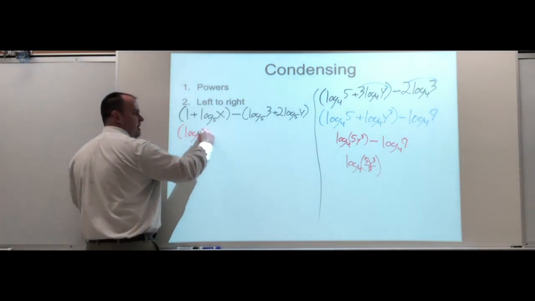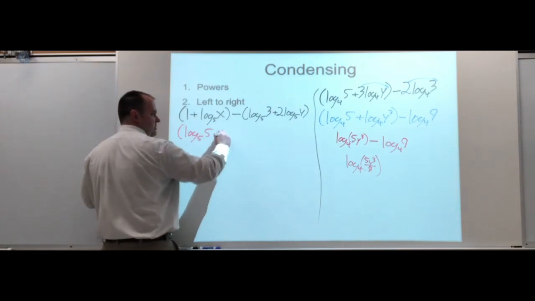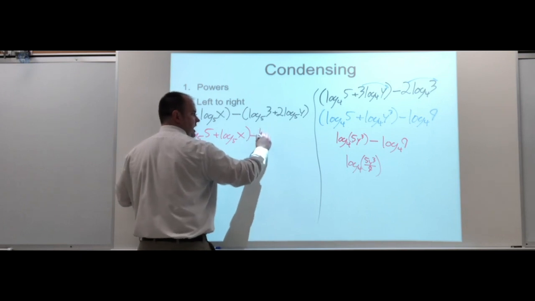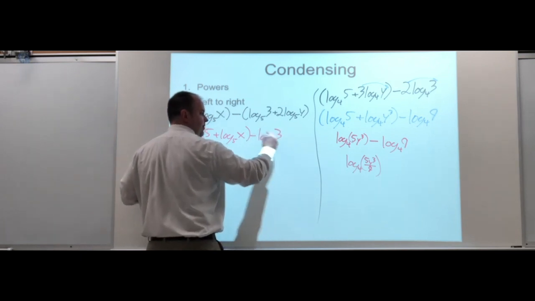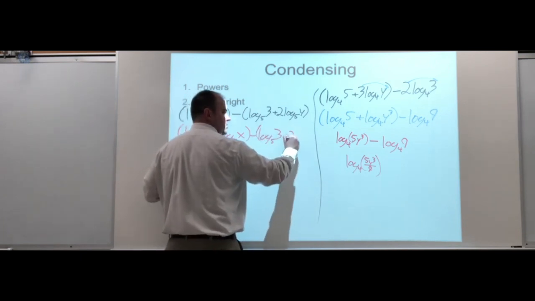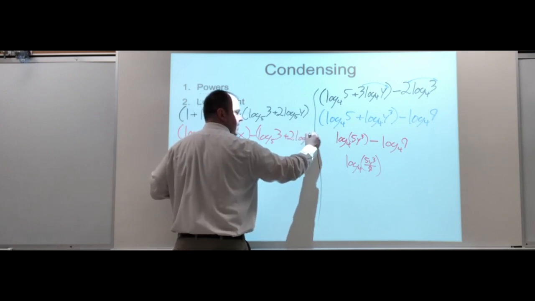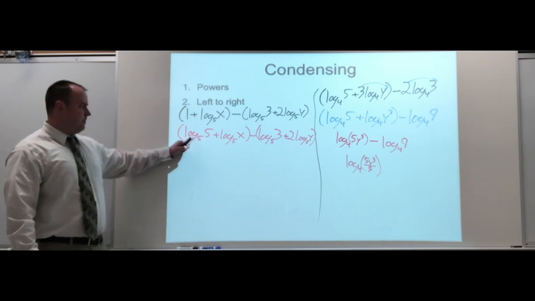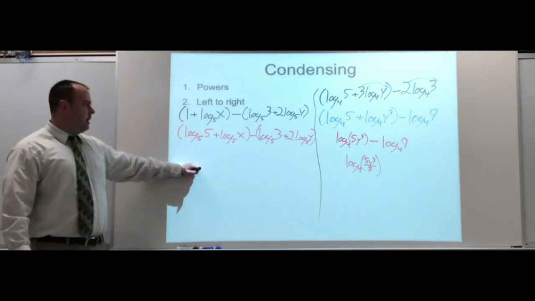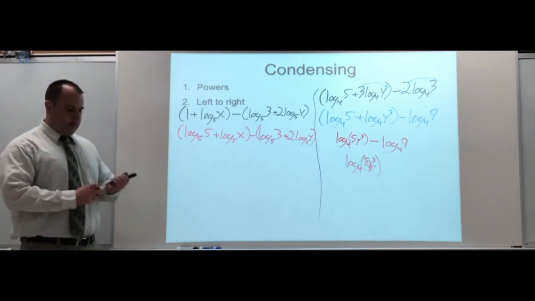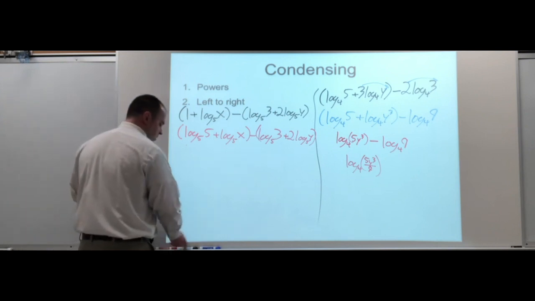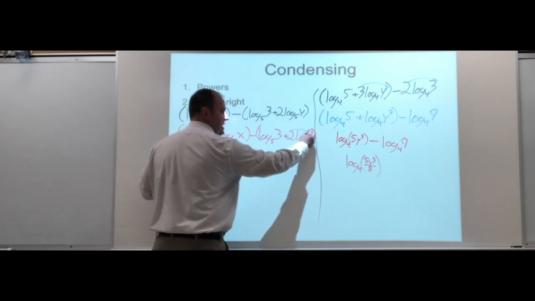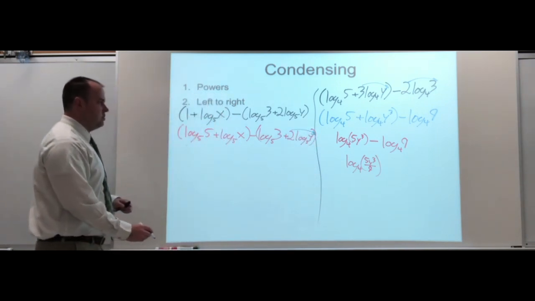log base 5 of 5 plus log base 5 of x minus log base 5 of 3 plus 2 log base 5 of y. So now we have all logs, they're all base 5. We chose 5 because that's what all the rest were. And just make sure the base and the whole number is the same. So now let's go through our power rule. We only have one power here. That 2 is going to be the power of y, so y squared.